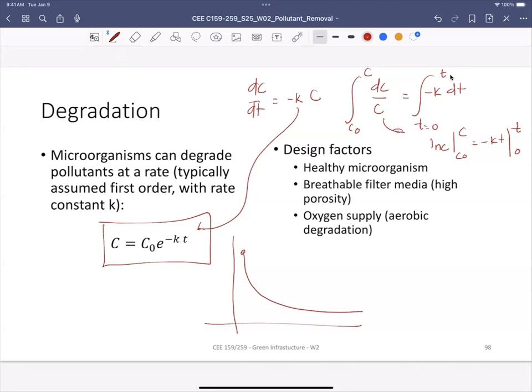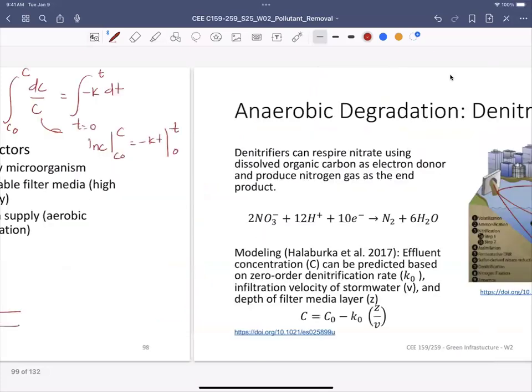So how do you improve biodegradation? Again, just have more microorganisms and filter media which is breathable, meaning more oxygen. Aerobic conditions degrade more pollutants. So that means you can control the porosity. But in some cases, if you want low porosity to deplete the oxygen supply, because that's required for anaerobic conditions, you can also use that factor.